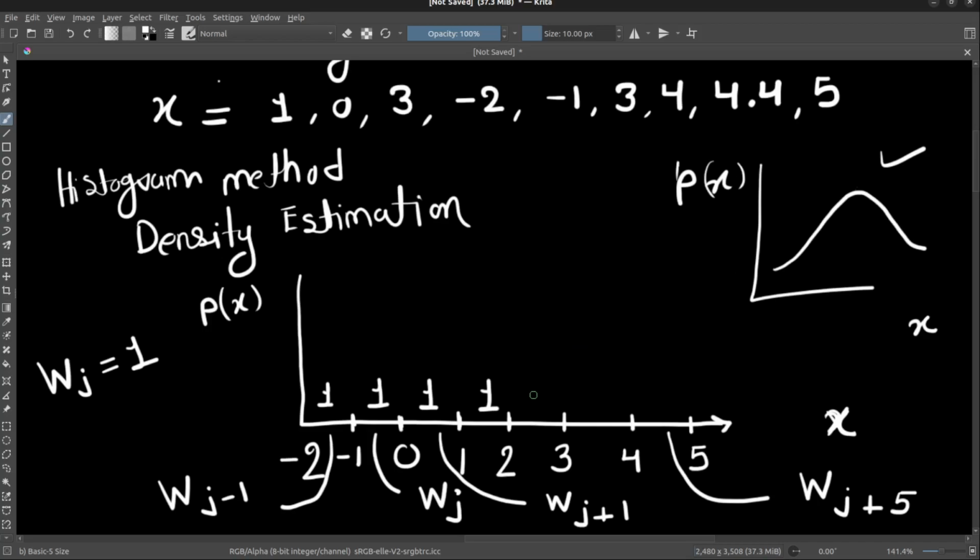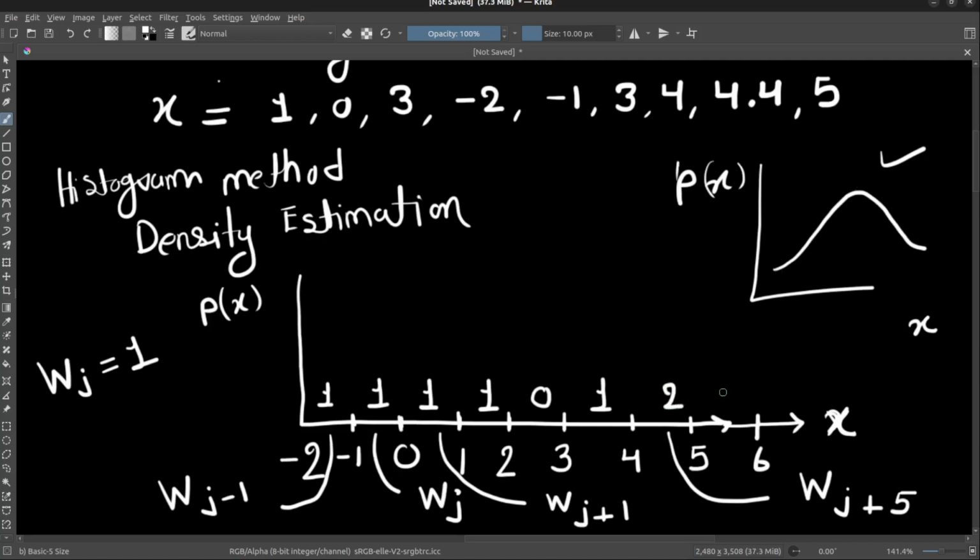From 2 to 3, how many samples are there? 0 samples. Correct? 0 samples. From 3 to 4, how many samples are there? 3 to 4. So 3, only 1. Okay. And from 4 to 5, how many samples are there? So I have to make this 1 additional. Okay. So 4 to 5, how many samples? 4, 4.4, 2 samples. Okay.